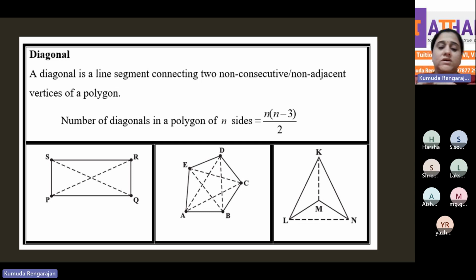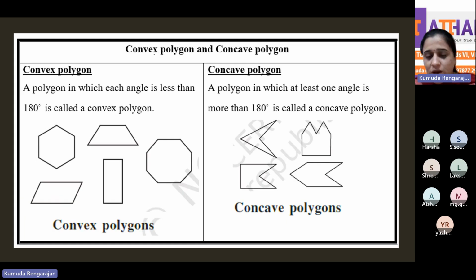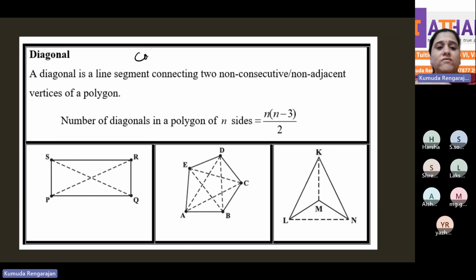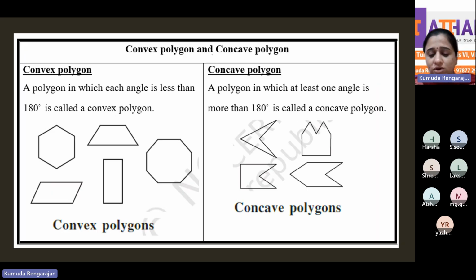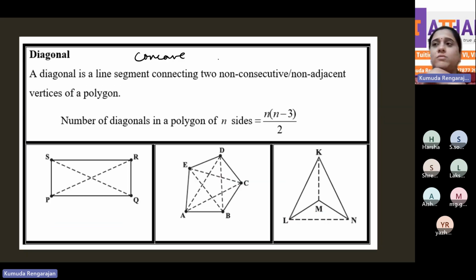All right, children. So now, when we talk about polygons, we have two types: concave and convex polygons. Don't write this now, I have it in the next slide. So when we talk about polygons, we have two kinds, concave polygon and convex polygon.